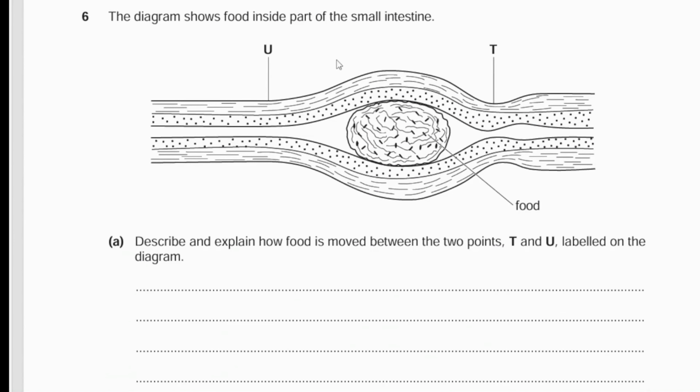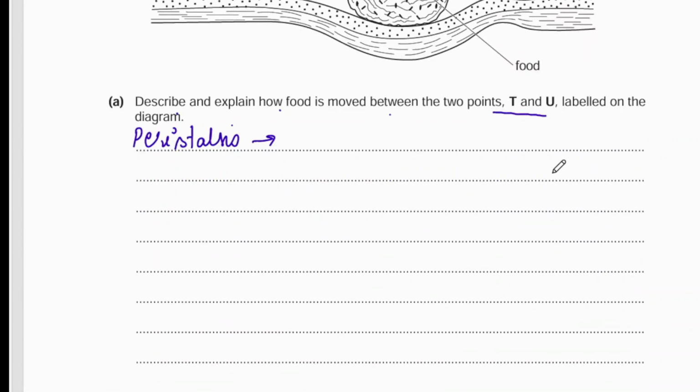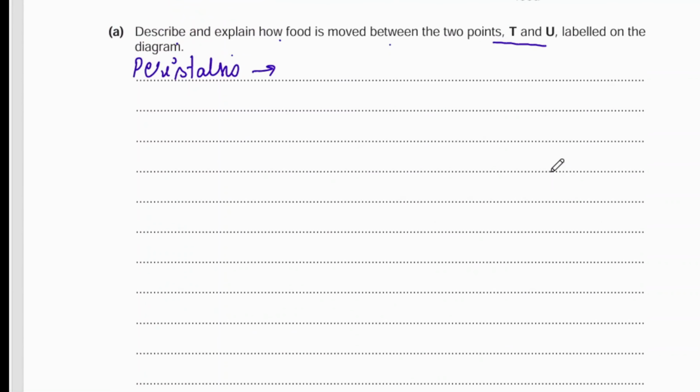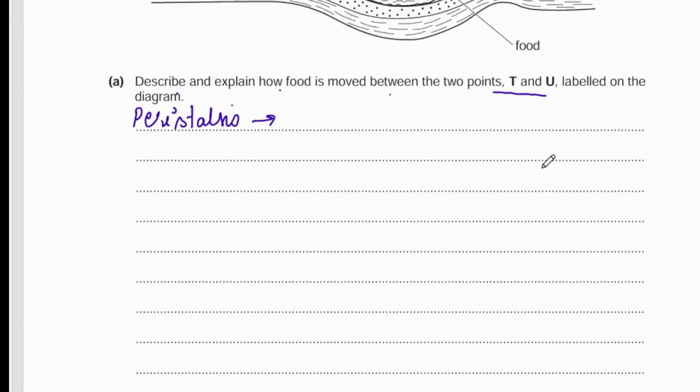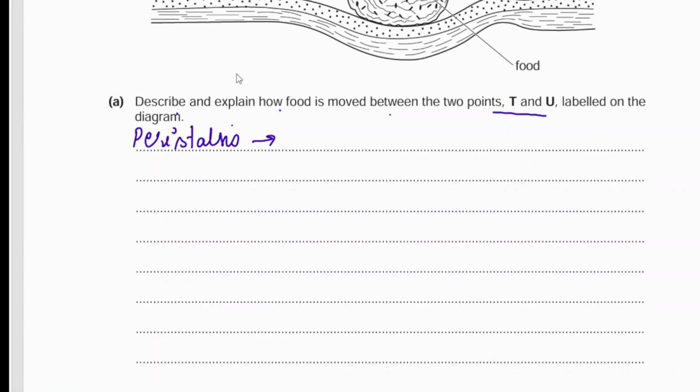The diagram shows the food inside a small intestine. How is the food moved between the two points T and U? So, what is this movement called? Peristalsis. So, how does peristalsis result? It's a 7 mark question. Oh my god, such detail is not given nowadays, as in the older one, I guess. Okay, so what will happen?